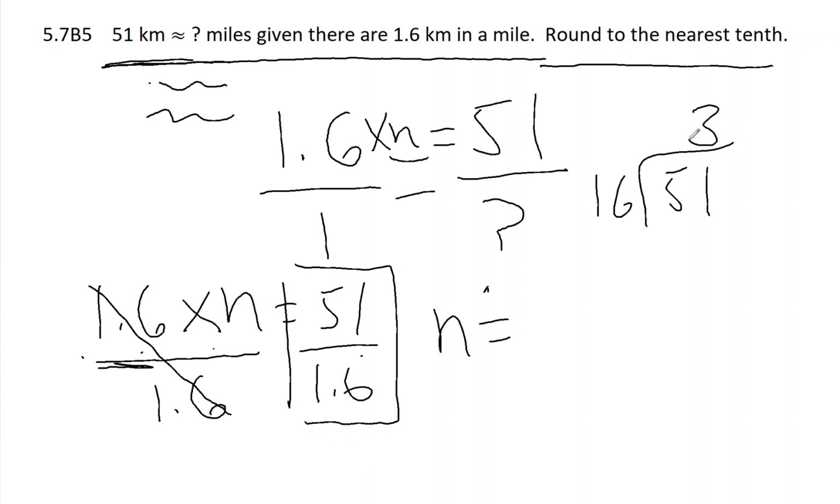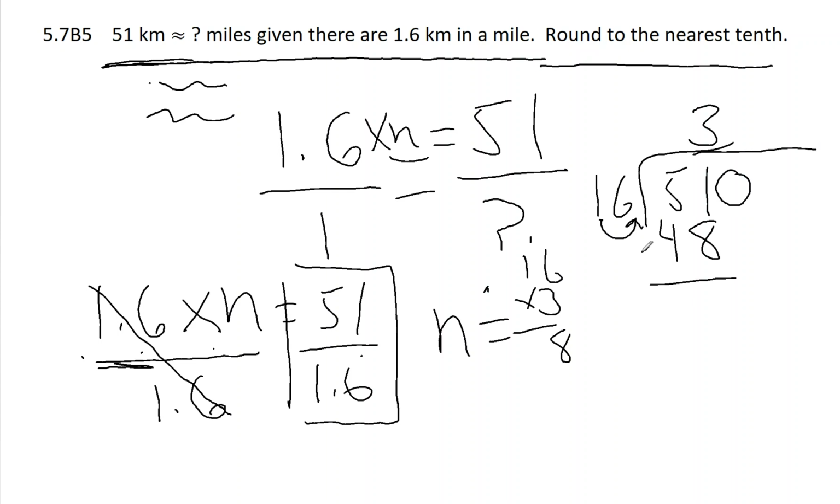I'm pretty sure it's 3. So 3 times 16 is what? 48. So we have 48. Oh, you know what? I made a mistake that I'm going to quickly correct. This is 1.6, so we have to move the decimal place over 1. Yes, this is going to look better now that I mention it.